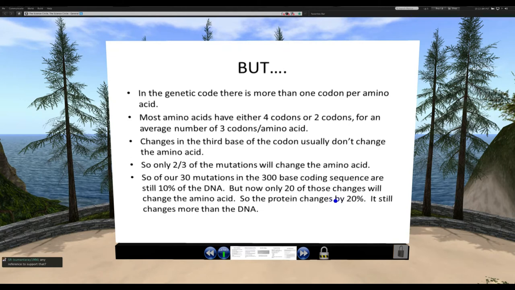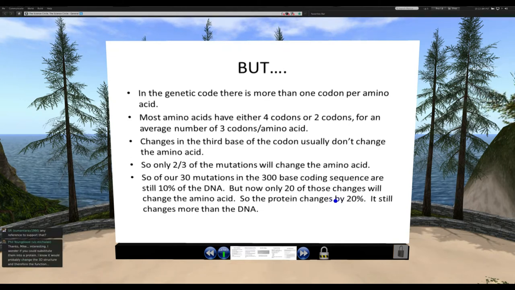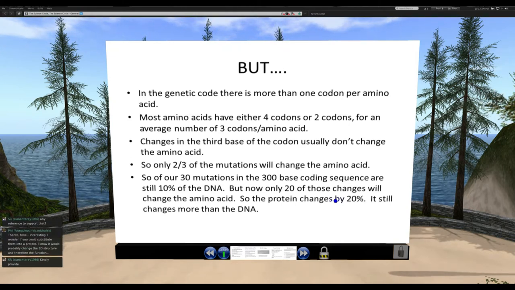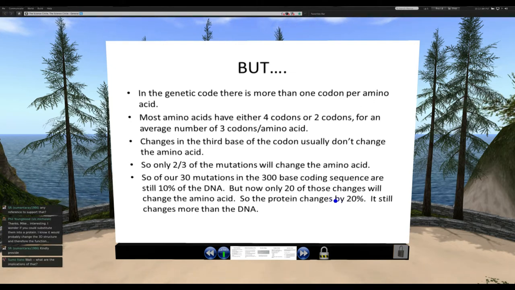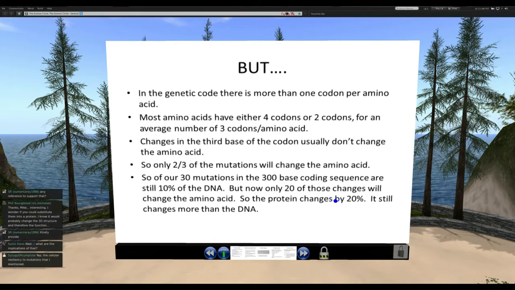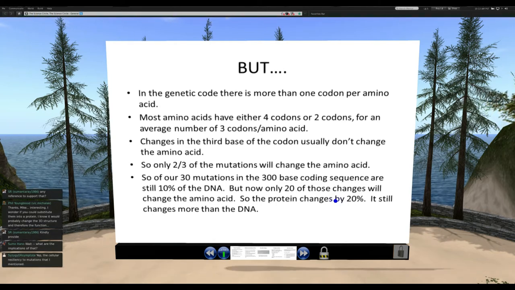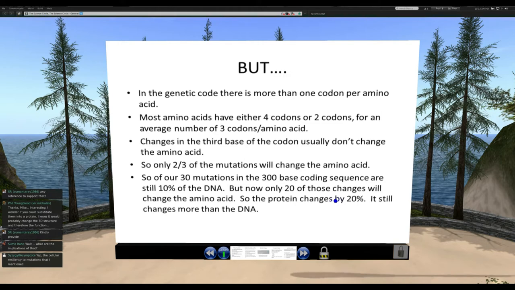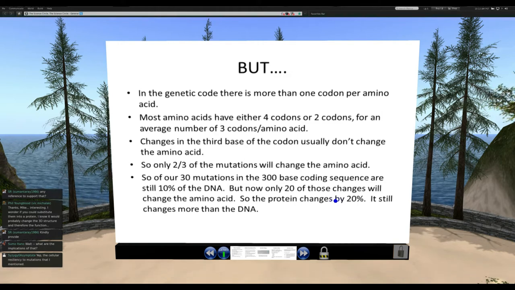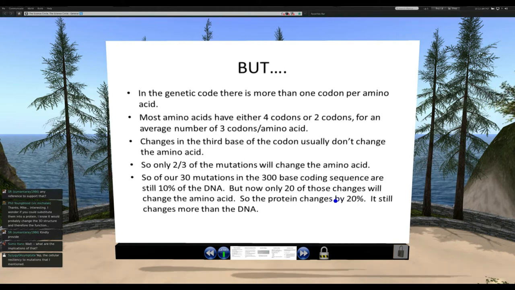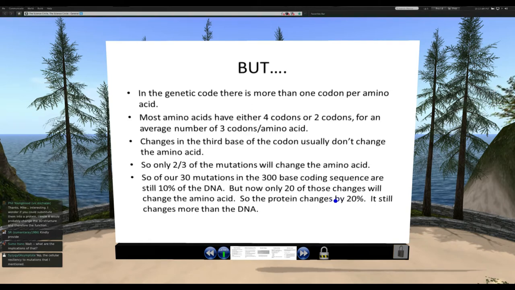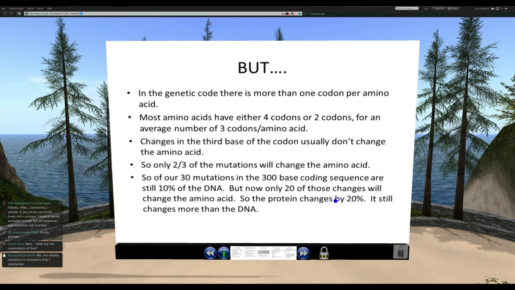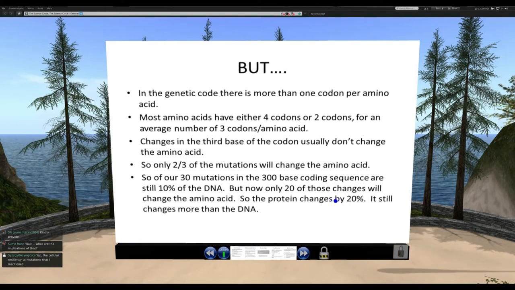But since there's more than one codon per amino acid, and since you have usually either four or two codons for an amino acid, you have an average number of three codons per amino acid. So changes in the third base of the codon don't usually change the amino acid. So only two-thirds of the time are you going to get a mutation that will change the amino acid.